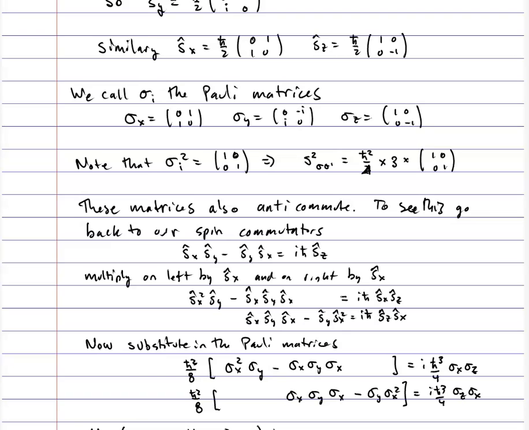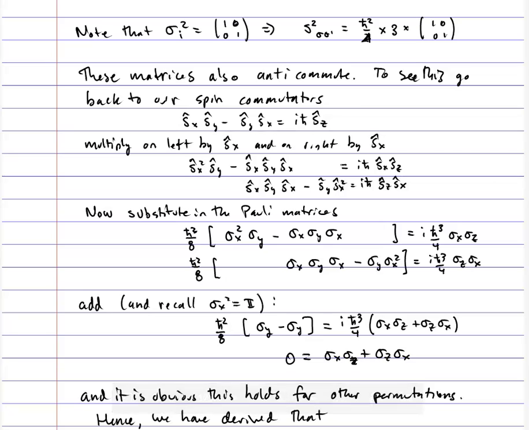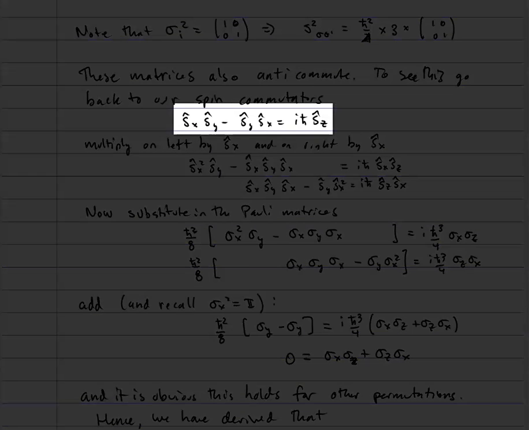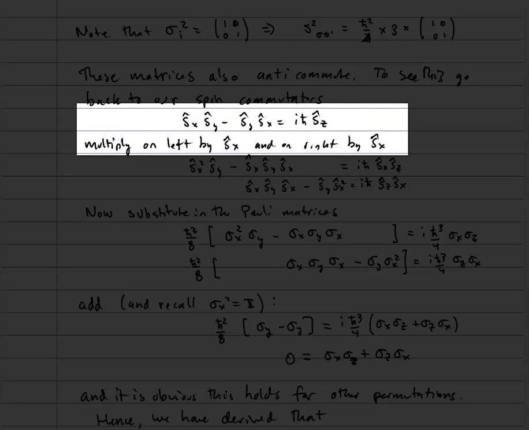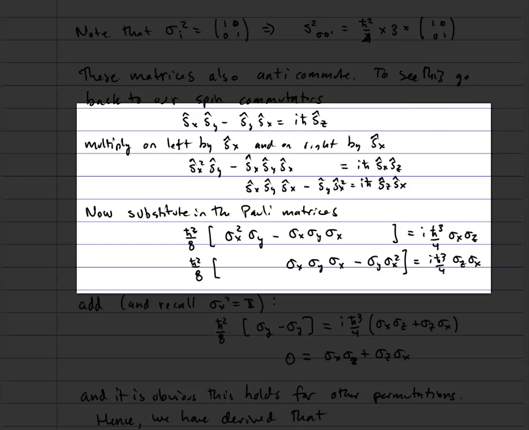These matrices also anti-commute. Now, this is not quite so easy to see, but we're going to actually work it out by looking at our spin commutators. So let's start by looking at the commutation relation. The commutator of Sx with Sy is equal to i h bar Sz. Let's multiply that equation on the left by Sx and on the right by Sx. So I'm going to get two equations which are now written for you below. Sx squared Sy minus Sx Sy Sx equals i h bar Sx Sz, and Sx Sy Sx minus Sy Sx squared is equal to i h bar Sz Sx.